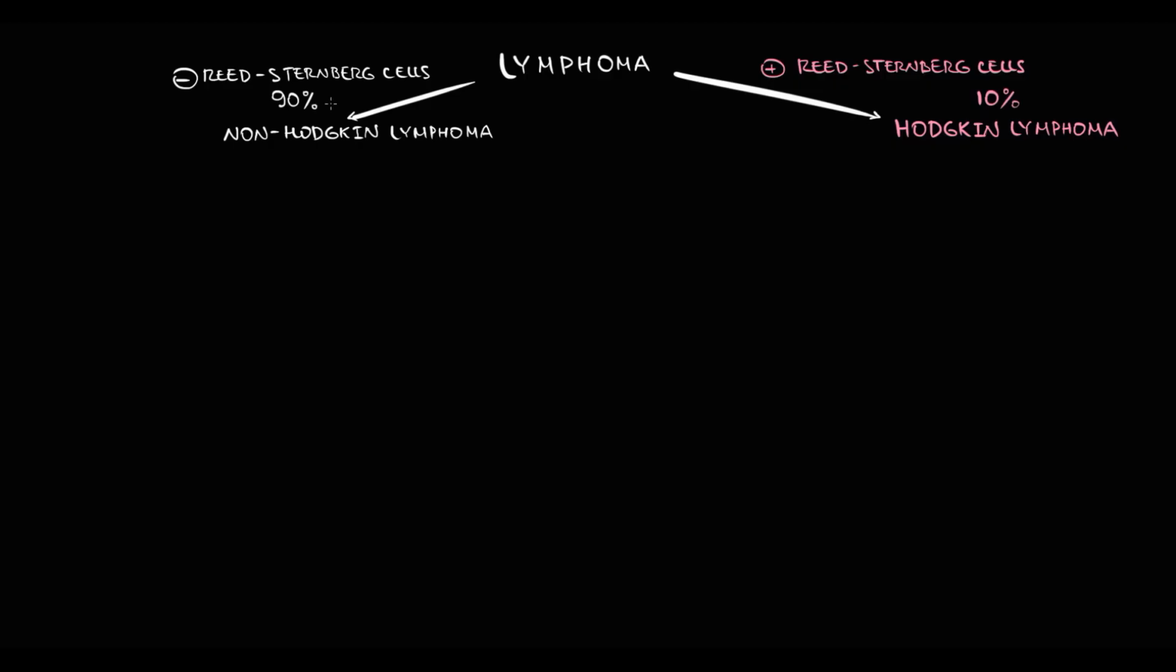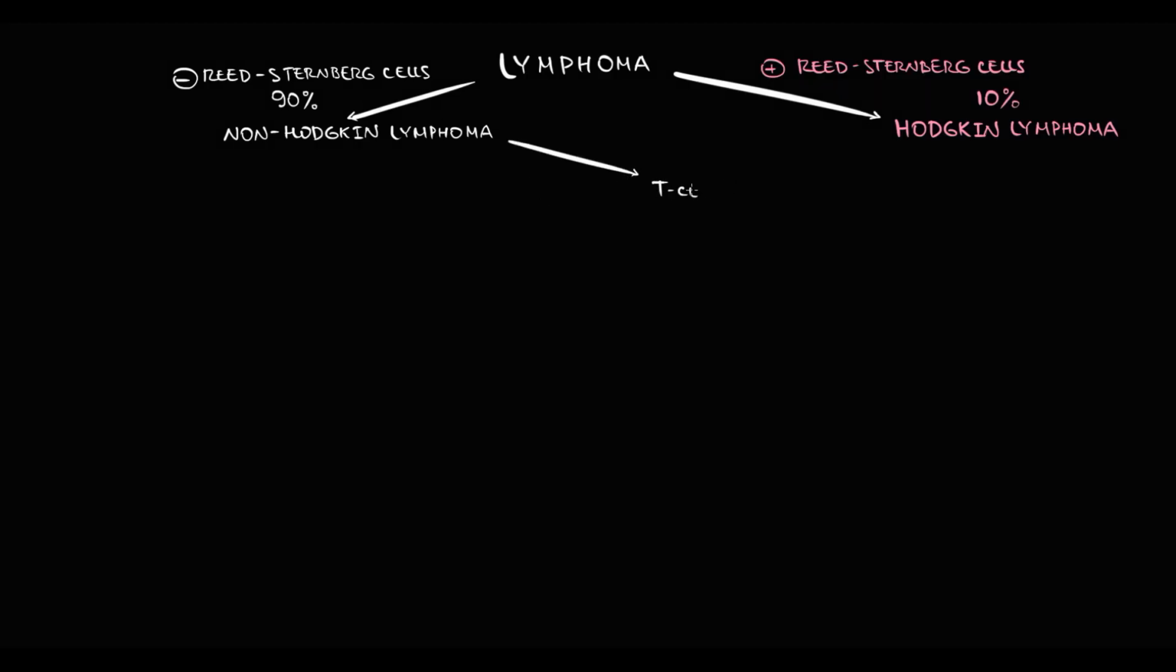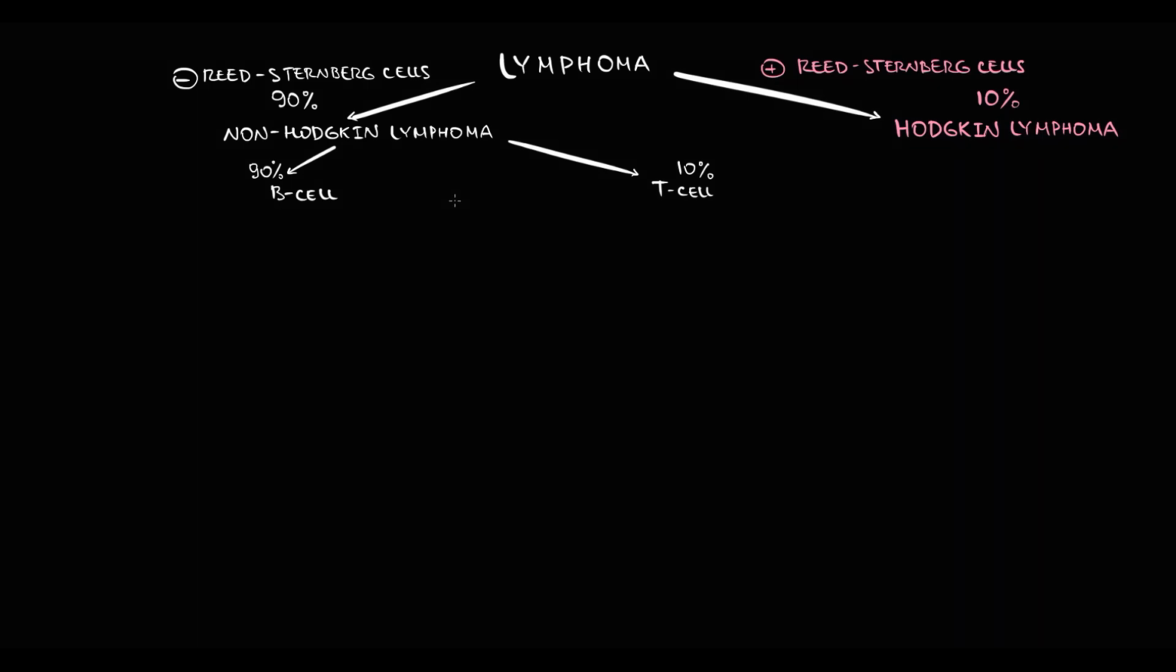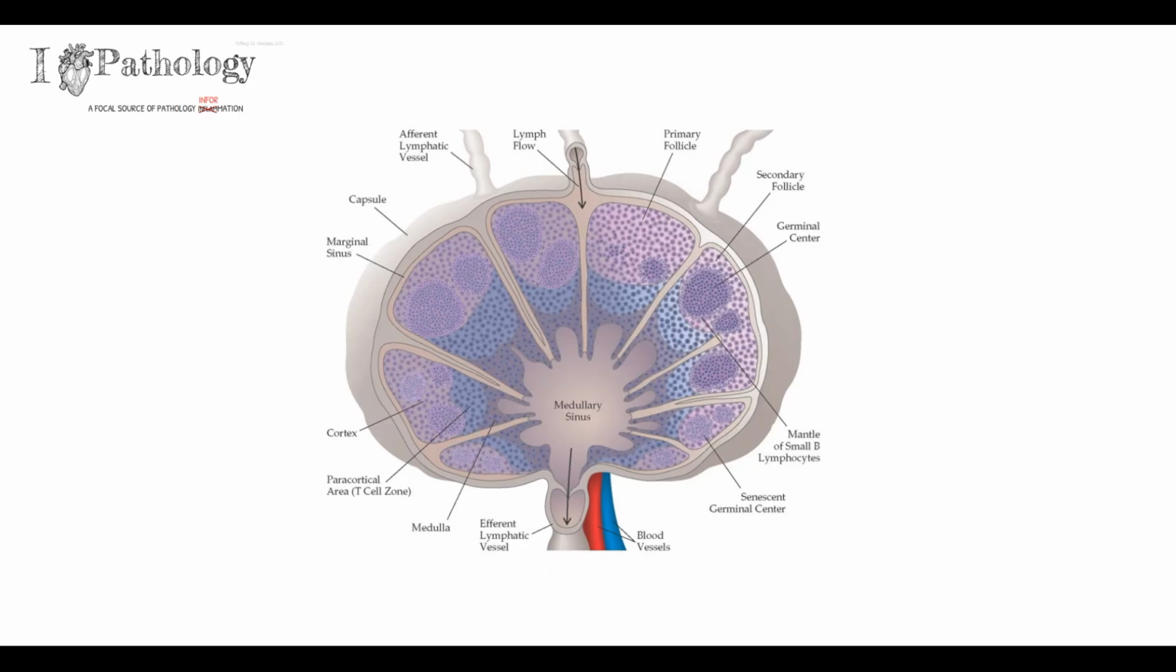Now, within non-Hodgkin, you split again. 90% are of B-cell origin, 10% are of T-cell origin. Before we can understand where these lymphomas come from, we need to understand the normal lymph node architecture. Because here's the key insight. Every lymphoma originates from a specific zone of the lymph node. Know the zone and you instantly understand the lymphoma.